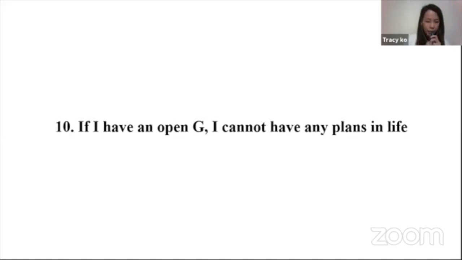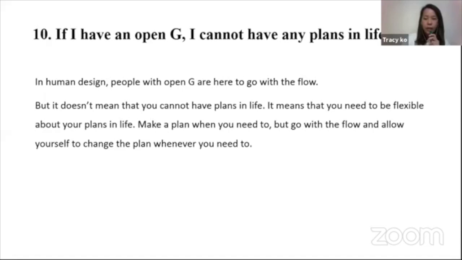And the last misconception that I'm going to share today is, if I have an open G, I cannot have any plans in life. Being an open G myself, I would like to share with you that in Human Design we say that people with an open G are here to go with the flow, but it doesn't mean that you cannot have plans in life. It just means that you need to be flexible about your plans in life. And if you are an open G and you really like to make plans, go make it. But remember to go with the flow and allow yourself to change your plans whenever you need to.